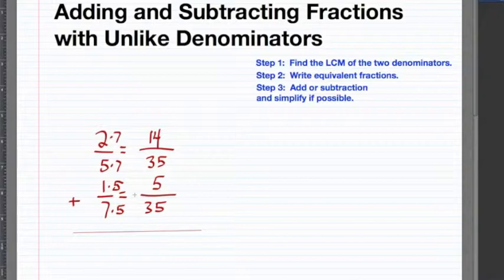So I have 14/35 plus 5/35, and I can add that together easily now because I have a common denominator. So 14 plus 5 is 19, and I keep my denominator as 35. And that number cannot be reduced at all, so that's going to be my final answer. All right? Let's take a look at another example.